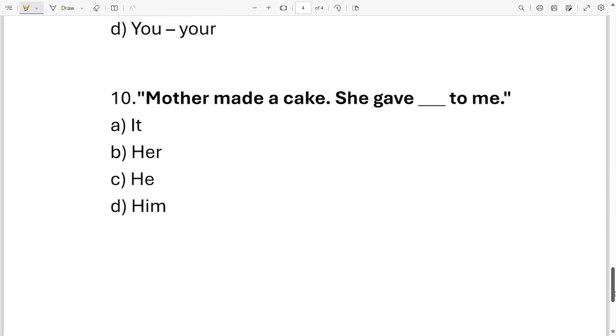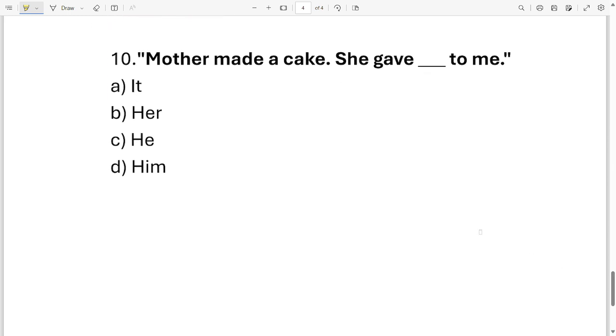Okay, so question number 10, the last question. Mother made a cake. She gave dash to me. Which word should I put in this blank? Options are it, her, he, him. These are the four options. Which one is correct out of these four options?